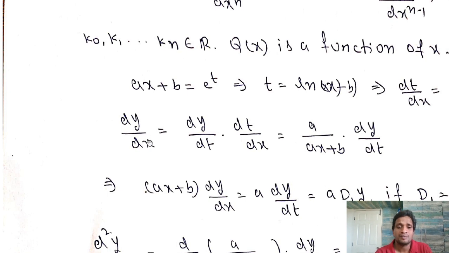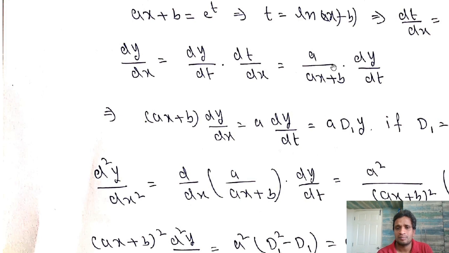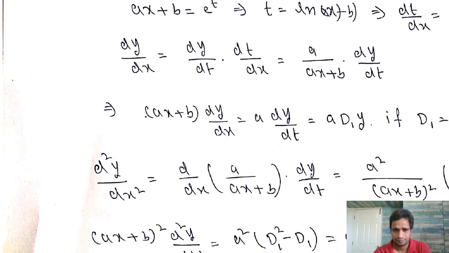Then dy/dx: we can't differentiate directly here. Why? Because y is a function of t and t is a function of x. So dy/dx = dy/dt times dt/dx. dy/dt stays as it is, and dt/dx we just found is a/(ax+b). If you cross multiply, (ax+b) dy/dx = a dy/dt. So I am writing this as a D_1 y, the same as in the last problem, that is, in the last class we assumed D_1 = d/dt.